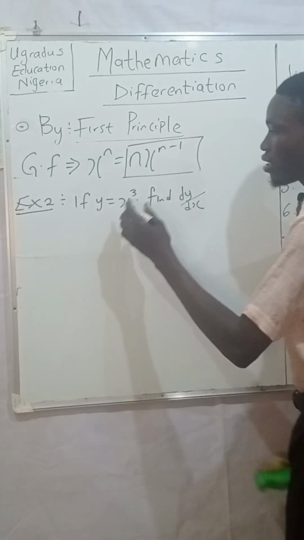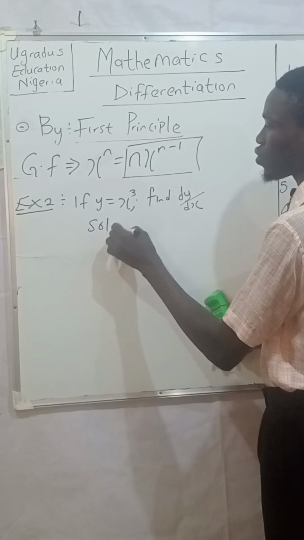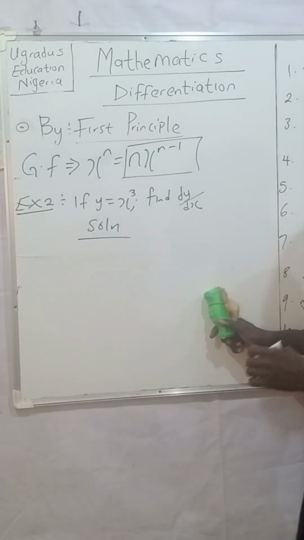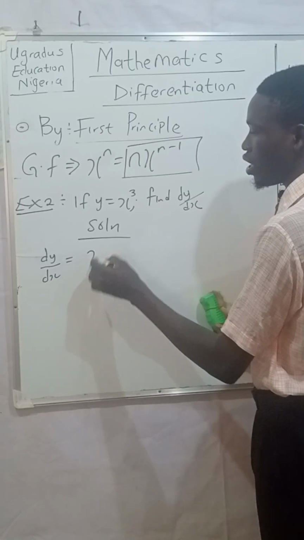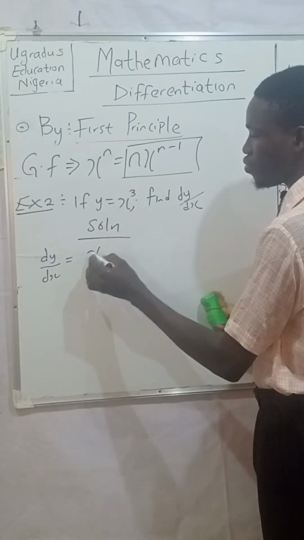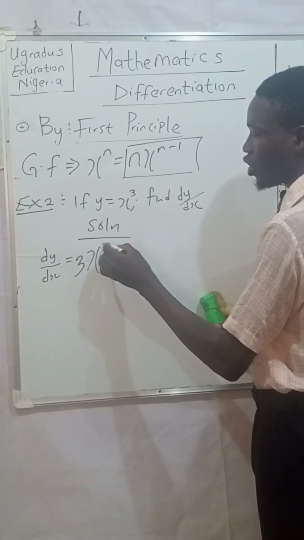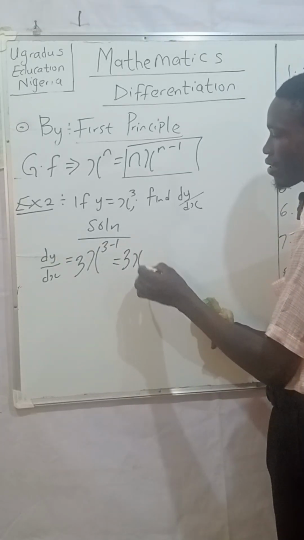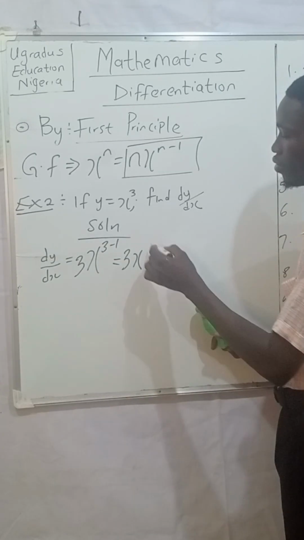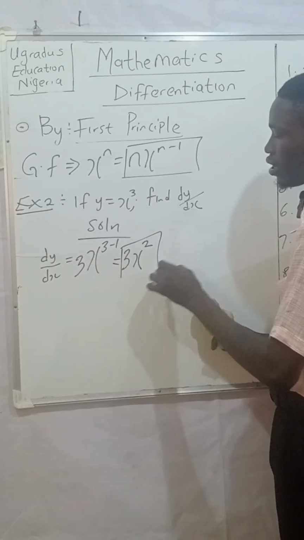All right. So now let's solve this. Solution. If y equals x cube, find dy dx. So dy dx of x cube is going to be, you bring the 3 down to the side, then you subtract 1 from the 3. That will now be 3x. If you subtract 1 from 3, you get 2. That will be 3x squared.